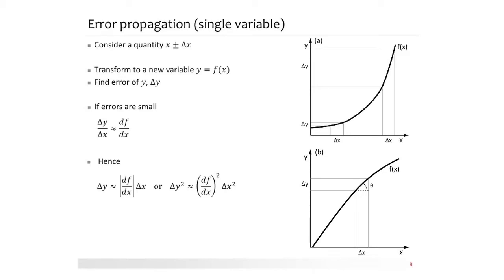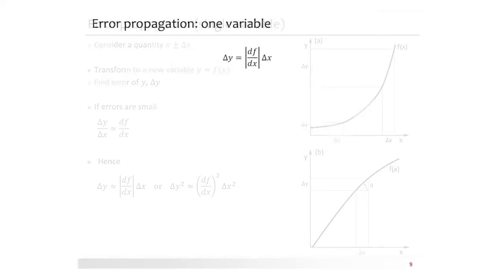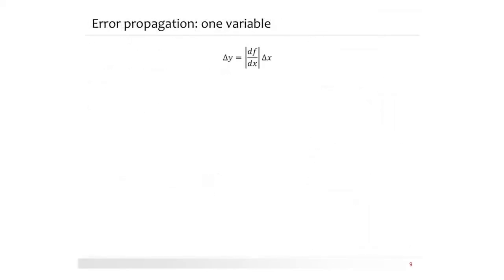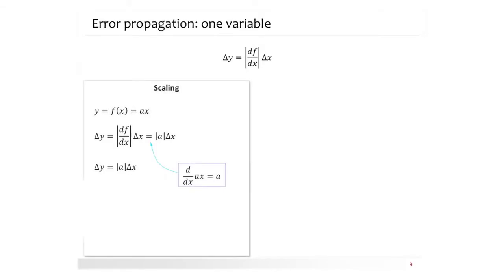An alternative way of writing this down, and we'll come back to this later when we look at multiple variables, is taking a square of everything: delta y squared is the derivative squared times delta x squared. So it's a very simple formula for propagating errors. And let's see how it works in practice. So I write it down again here. Right. Let's consider scaling.